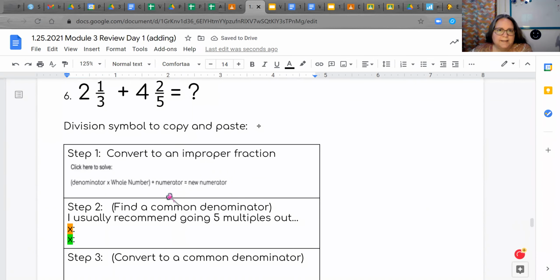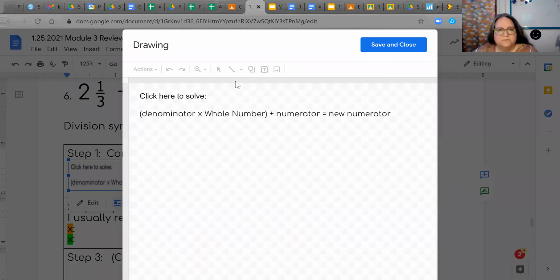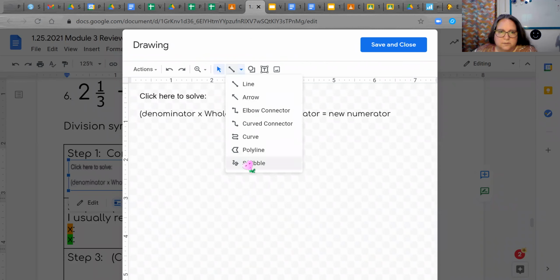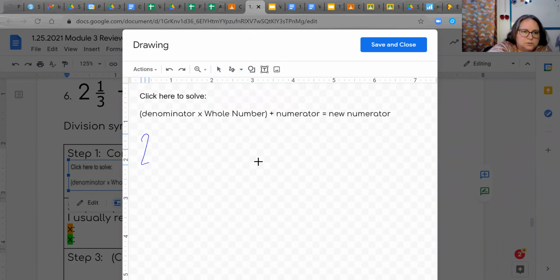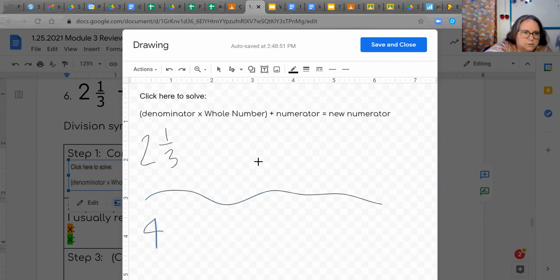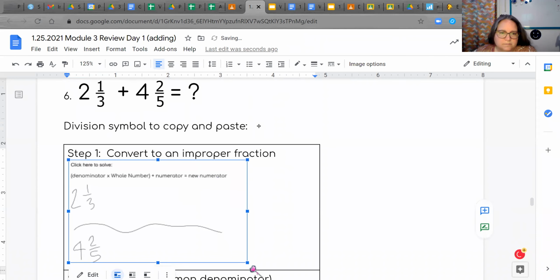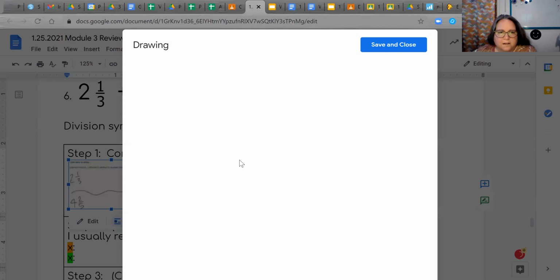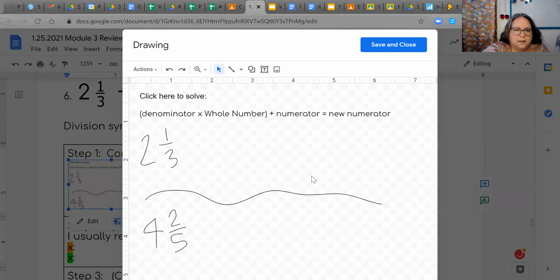We have 2 and 1/3 plus 4 and 2/5. Again, turn it into an improper fraction. 2 and 1/3, 4 and 2/5. So I'm going to quick scribble 2 and 1/3 and 4 and 2/5. Is it 4 and 2/5? Yep. So now we're going to quick just follow it.